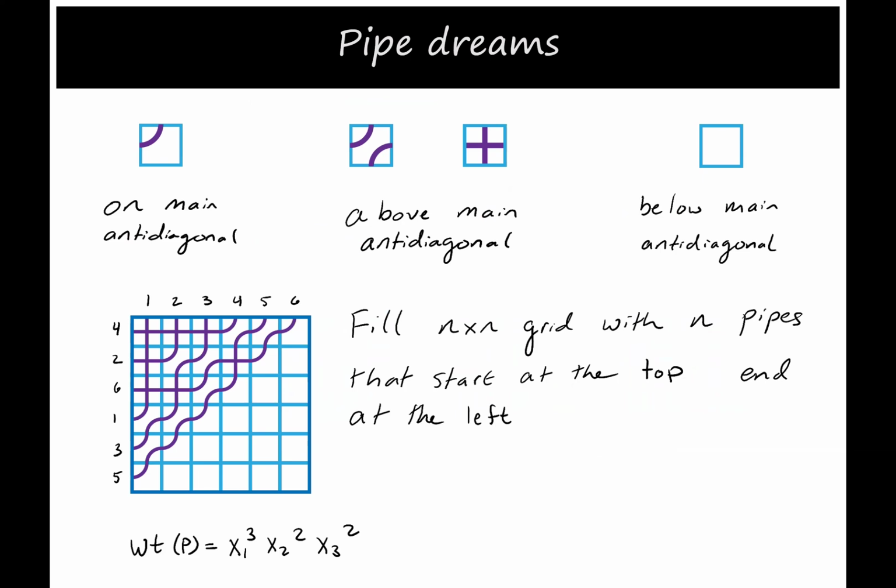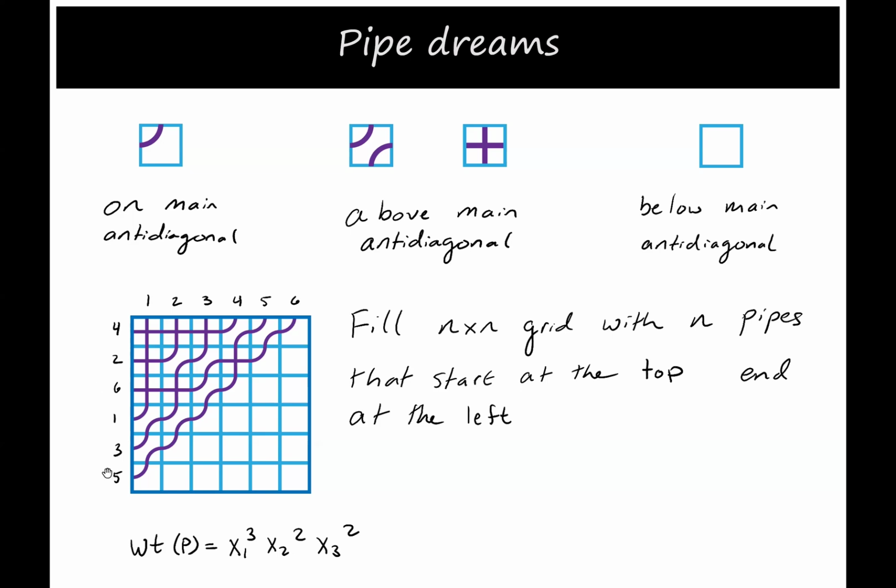Okay. I want to tell you a little bit about these other objects that aren't really ASM objects, but they are the original pipe dreams that people studied in Schubert calculus. So again, there's certain tilings where we have certain rules. On the main antidiagonal, we have just these bumps. Below the main antidiagonal, we just have blank space. And above the main antidiagonal, we can freely put in crosses or bumps. And we read off a permutation again by following the pipes. And here we get 4, 2, 6, 1, 3, 5.